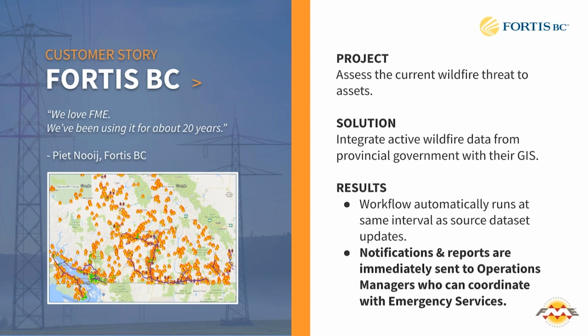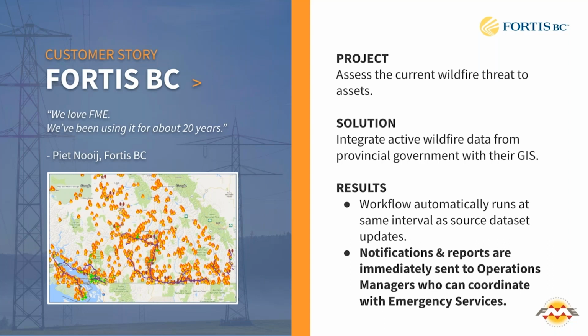So for example, if an asset that powers a hospital is under threat of wildfire, they can prioritize that and notify emergency responders of that risk. Likewise, they can also work with other utilities that share the same corridor to coordinate restoration services if a wildfire has come through the area. So by implementing FME, Fortis BC now has an integrated view of wildfires and assets for better decision making, and they're saving time gathering that data.